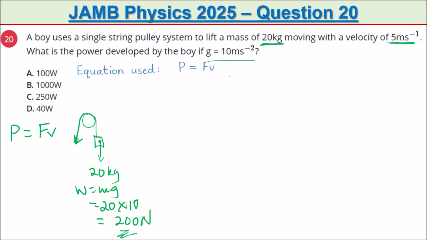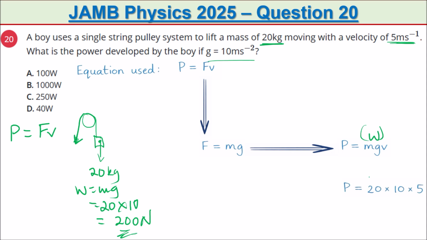Power is equal to force times velocity. But our force is equivalent to weight, which is mg. So power is mass times g, which is the same as weight, times velocity, giving us 20 times 10, which is 200, times 5, giving us 1,000 to 3 significant figures. So our answer required here was B.